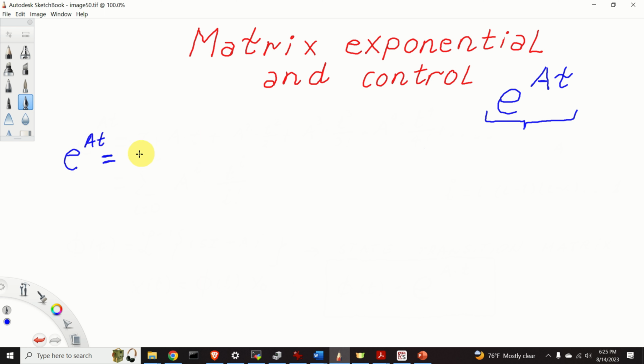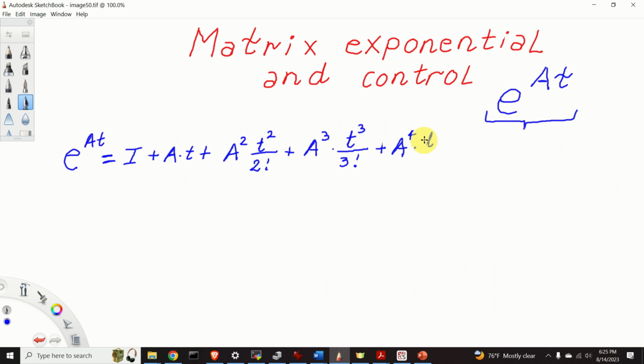It is equal to the identity matrix plus A times t plus A squared t squared divided by 2 factorial plus A to the power 3 multiplying t to the power 3 divided by 3 factorial plus A to the power 4 multiplying t to the power 4 divided by 4 factorial, and plus higher order terms that are determined on the basis of the general pattern. So what is the general pattern?